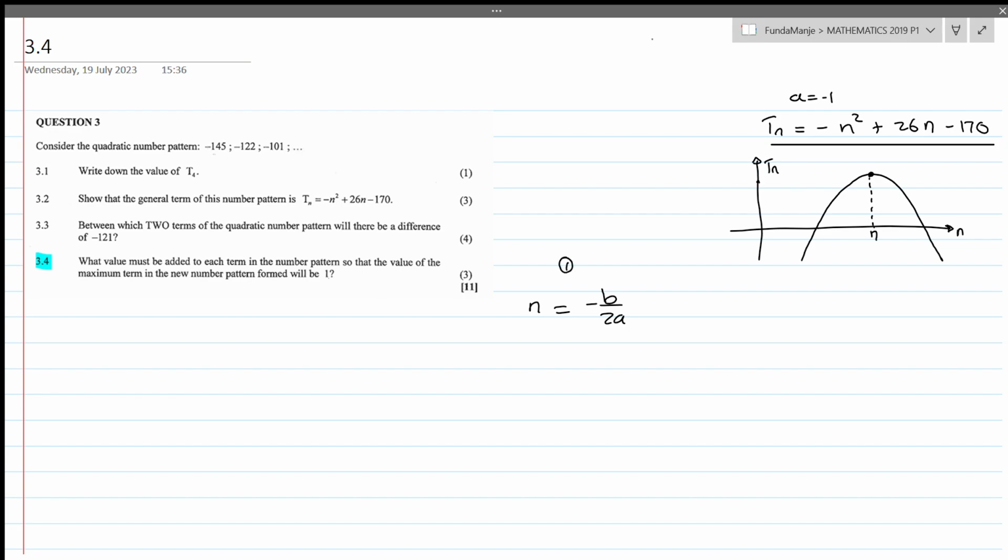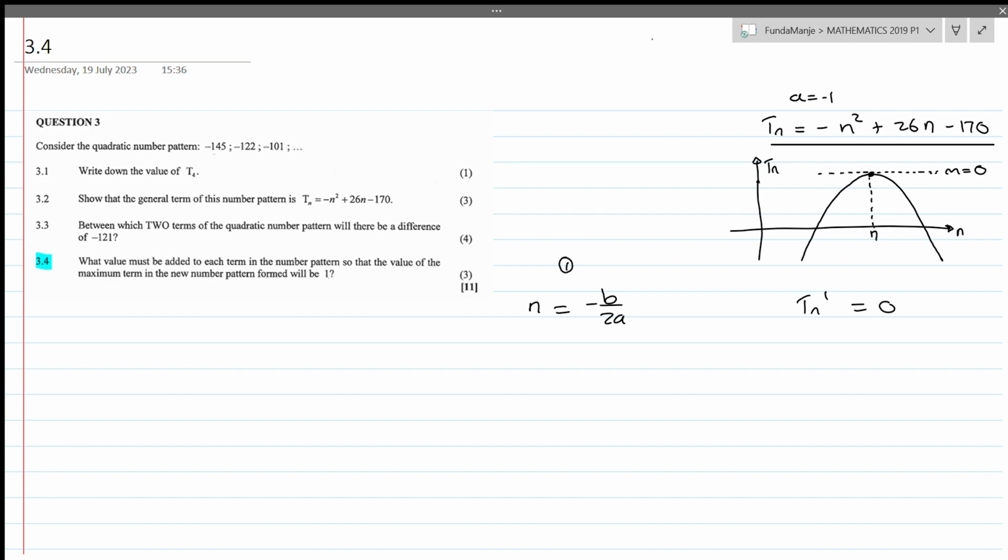The other way is, if you're looking for this maximum, we know that the approximate gradient at the turning point of a function is 0. So what we can do is we can take our formula, get the first derivative and equate that to 0. Either one of these will give us our answer.